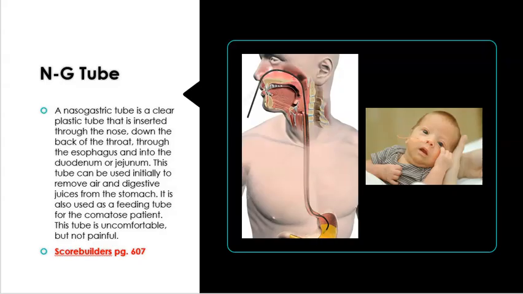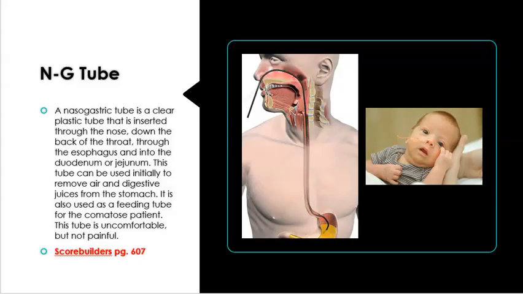The tube can be used initially to remove air and digestive juices from the stomach. It is also used as a feeding tube for the comatose patient. The tube is uncomfortable but not painful. So a lot of patients complain about this as well, just being uncomfortable. Usually they have an NG tube if they're not able to eat food or drink fluids through the mouth, and that way the NG tube is in place.